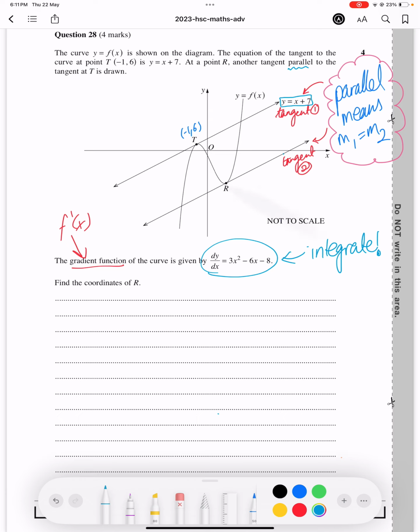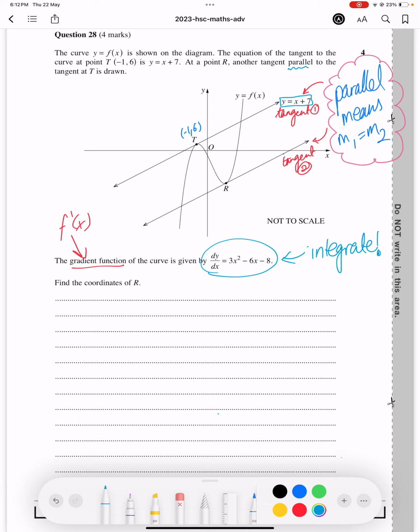In order to find the coordinates of point R, we can solve the derivative equation by letting it equal 1, which will bring up the x coordinates at which those points would ensure a gradient of 1. Now, that's just going to give you the x coordinates. How do we find the y coordinates?